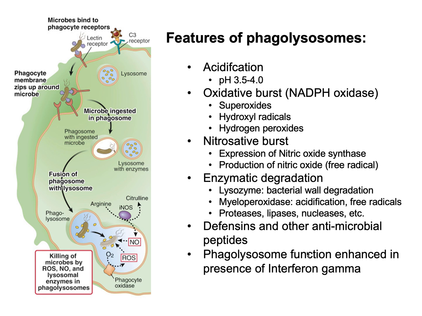Within the phagolysosome, you also get enzymatic degradation. So we have lysozymes expressed. These induce bacterial cell wall degradation. Myeloperoxidase is expressed. This induces acidification and production of free radicals. Proteases, lipases, and nucleases are expressed that mediate destruction of the bacteria. These phagolysosomes are rich in defensins and other antimicrobial peptides. And one thing we'll learn as we discuss adaptive immunity later on is that phagolysosome function is enhanced in the presence of interferon gamma.